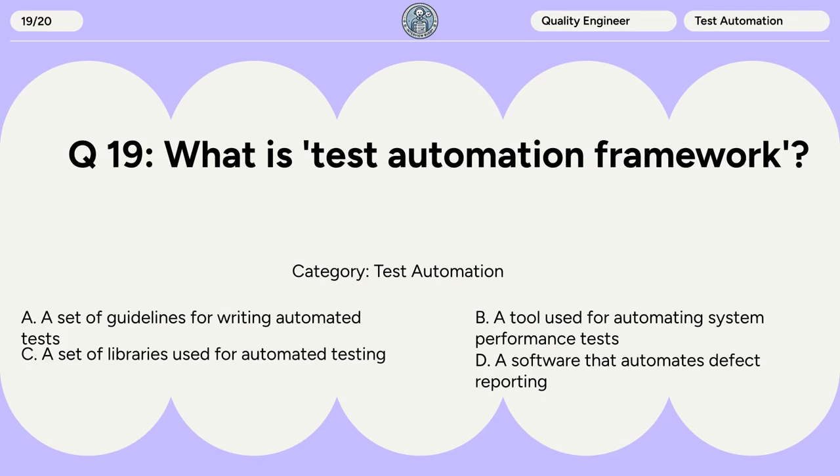Question 19. What is test automation framework? A. A set of guidelines for writing automated tests. B. A tool used for automating system performance tests. C. A set of libraries used for automated testing. D. A software that automates defect reporting.